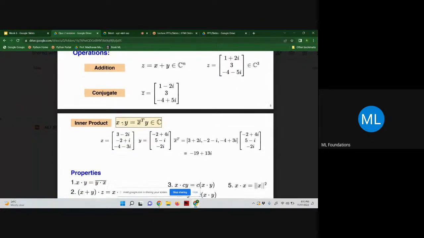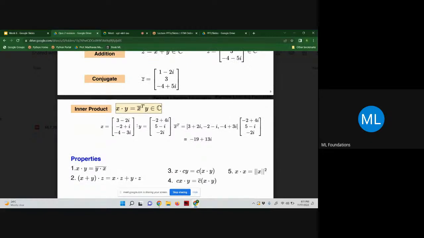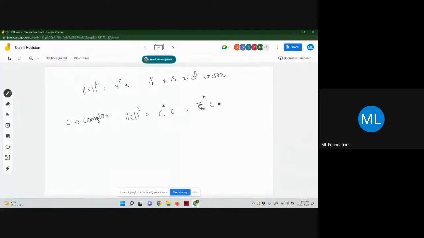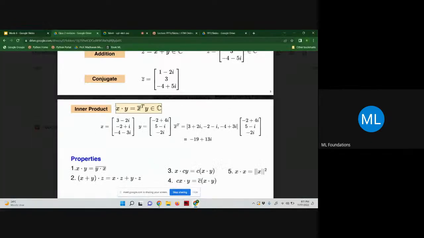The inner product for a complex vector is similar to the real vector dot product, except that here we do the conjugate. So x conjugate transpose y, that's called x star y. Using this method, we can find the inner product of any two complex vectors. If you do the inner product of a vector with itself, it gives you the length squared of that vector. The inner product of a vector with itself gives you a real number, but the inner product of one vector with another vector need not be a real number. It will be a complex number.